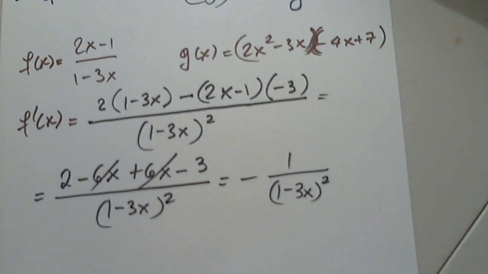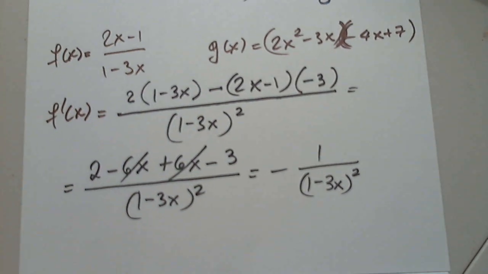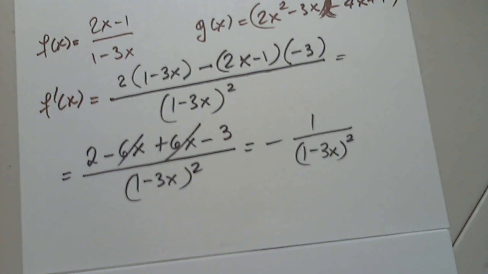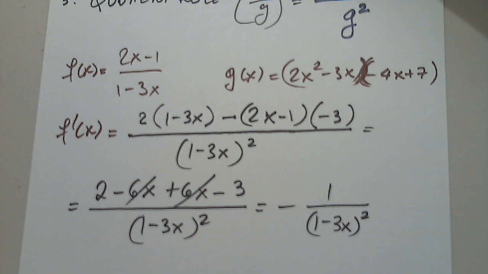Now, the next one, the second one, I'm going to move this a little bit to the side. Okay. That's better. So the other one is g prime of x. We differentiate the first function and we get 4x minus 3. Awesome. And then minus 4x plus 7. And then plus, we copy the first one, 2x squared minus 3x.